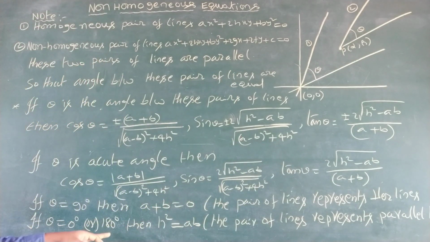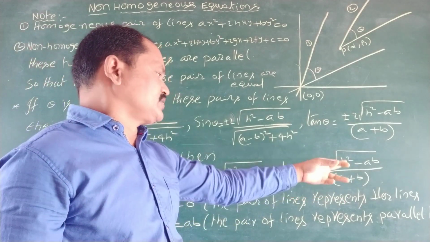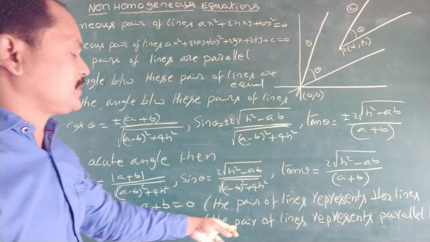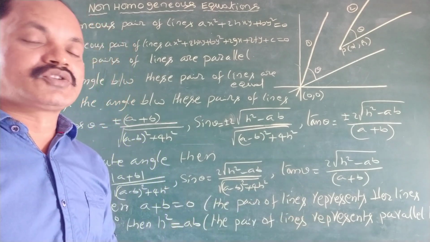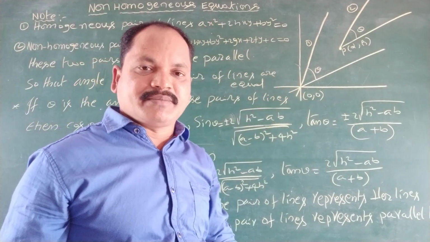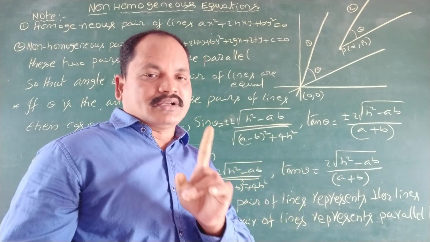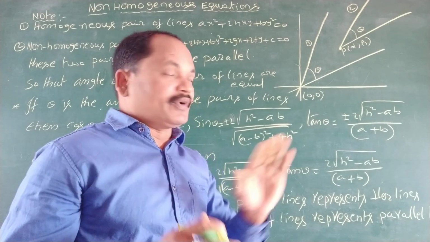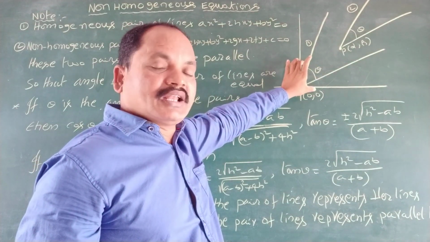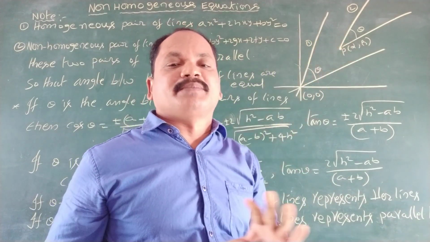If theta is equal to 0 or 180, then h square is equal to ab. Suppose we substitute theta as 0, then by cross multiplication h square is equal to ab. Here also. That's why if theta is equal to 0 or 180, then h square is equal to ab, and the pair of lines represents parallel lines. So parallel lines means, for the homogeneous part, h square is equal to ab or h square minus ab is equal to 0. Then the homogeneous pair of lines represents coincident lines. Listen carefully, all of you. For the homogeneous part, h square is equal to ab, the lines are coincident lines. For the non-homogeneous part, h square is equal to ab, the lines represent parallel lines.